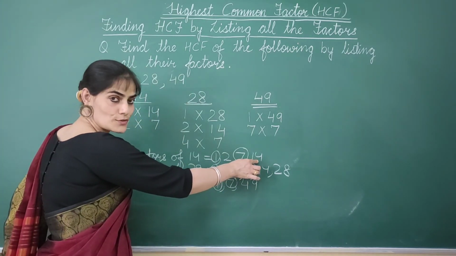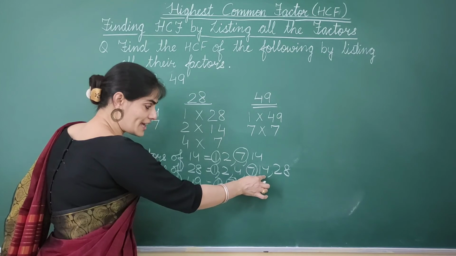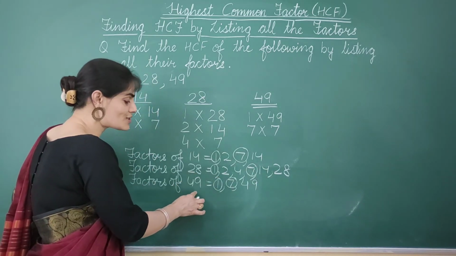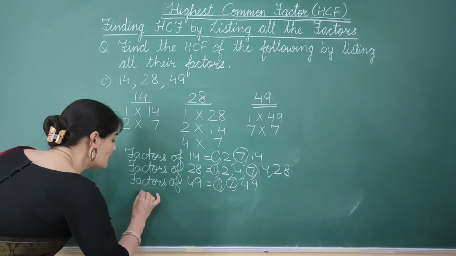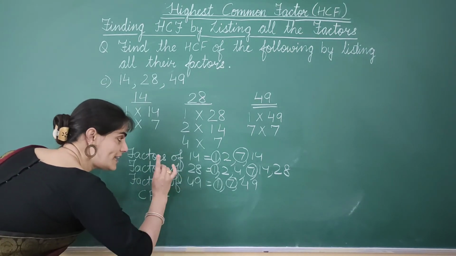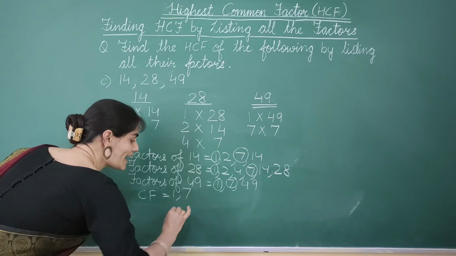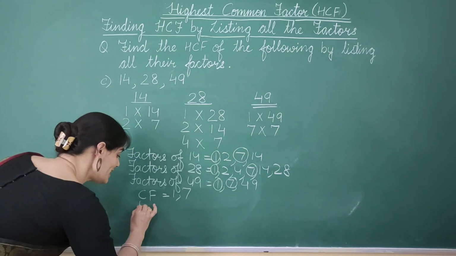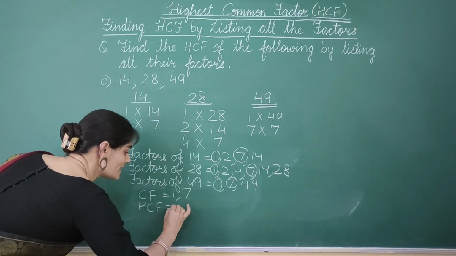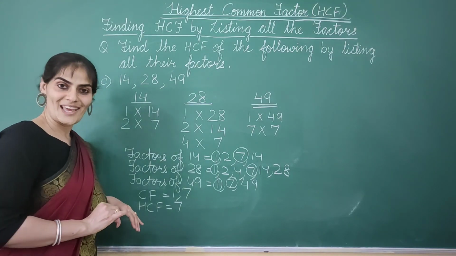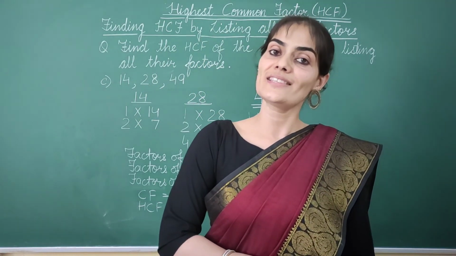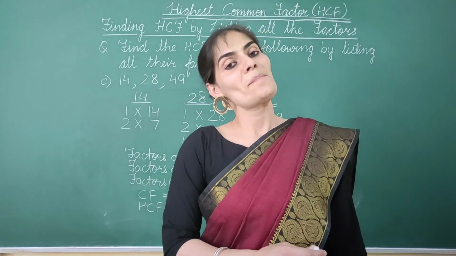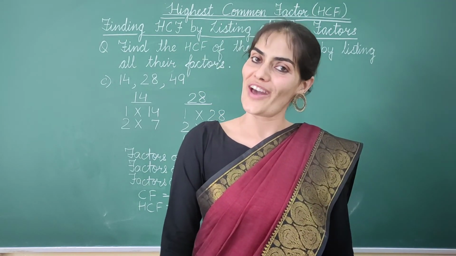The next one is 14. 14 is there in the factors of 28 but it's not there in the factors of 49. So that means the common factors of these numbers are 1 and 7. And from these the highest common factor is equal to 7. So my friends, this is how we find the HCF of the given numbers by listing all their factors.